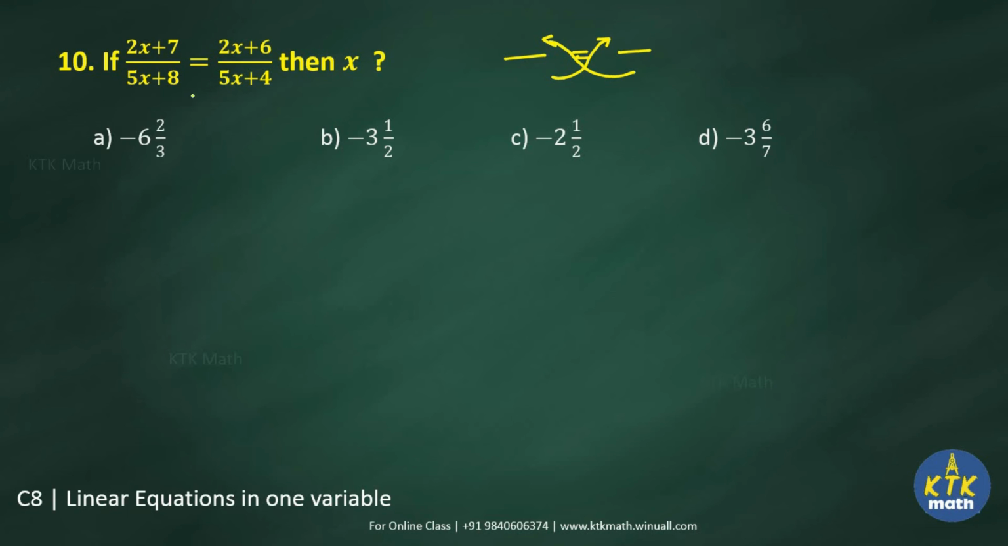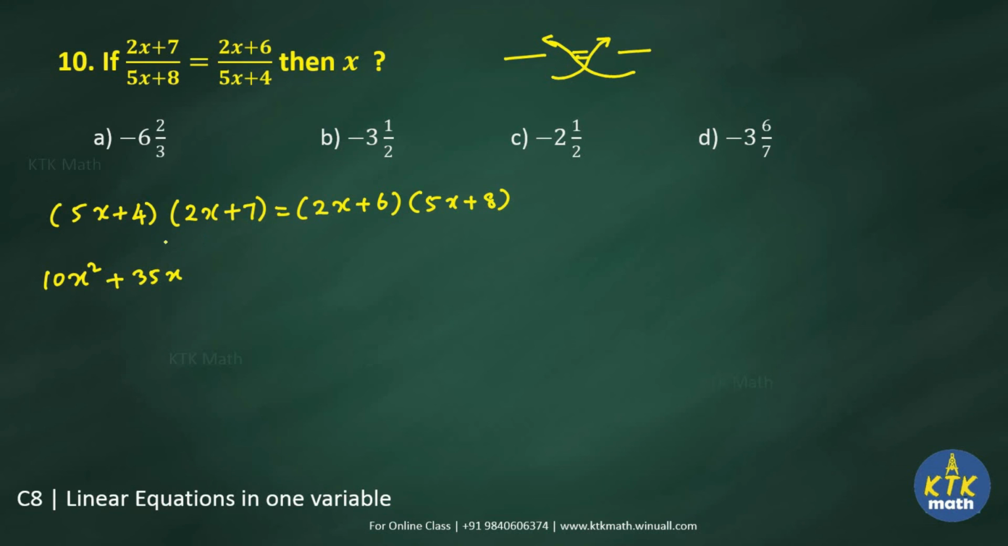So what happens in our question, you need to multiply (5x plus 4) with (2x plus 7), and on the opposite side do the same, (2x plus 6) multiplied with (5x plus 8). Just keep multiplying, rearranging the terms on either side, you will get the answer. So multiply each and every term inside. 5x times 2x will give you 10x square, 5x times 7 will give you 35x, 4 times 2x gives you 8x, and 4 7s are 28. So I will be getting 4 terms there.